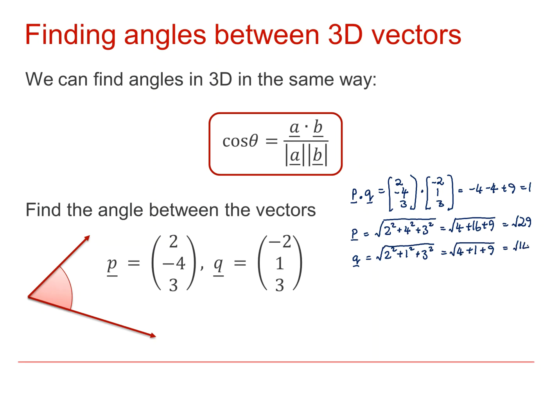which is root 14. So, substituting into my formula, I get cos theta is P dot Q, which is 1, over the magnitude of P, which is root 29, multiplied by the magnitude of Q, which is root 14. That's 0.0496 and gives us a value of theta of 87.2 degrees.